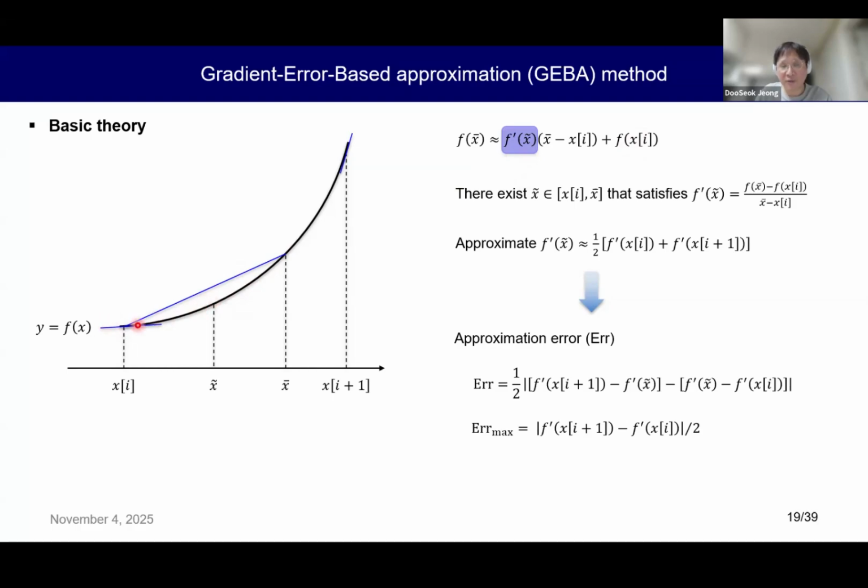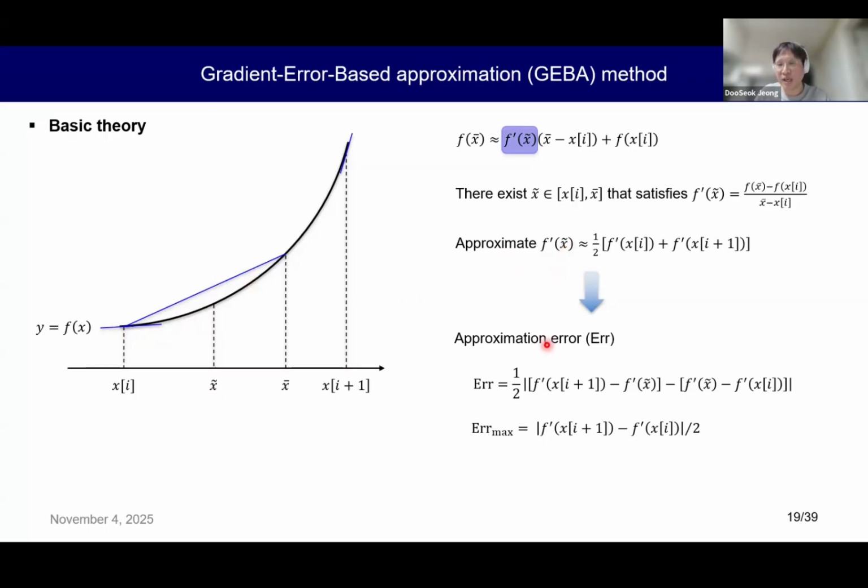So if the function is continuous and differentiable, you can define x tilde somewhere between xi and x bar, in between this. The gradient value at this point is actually the gradient value you want to know, which is this, right? So we can define the gradient at this point.